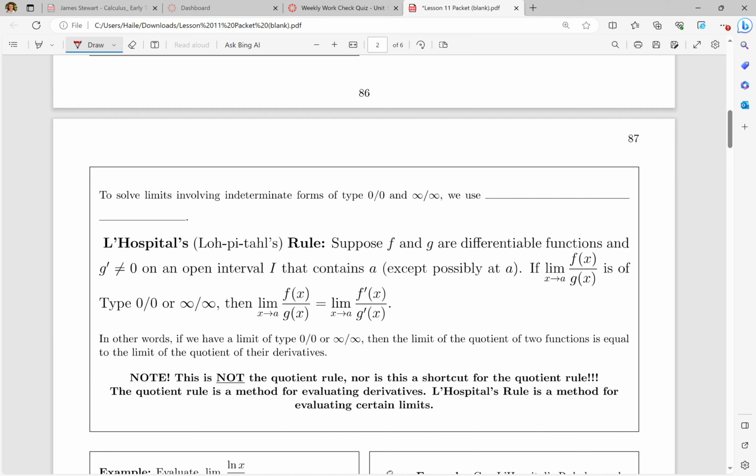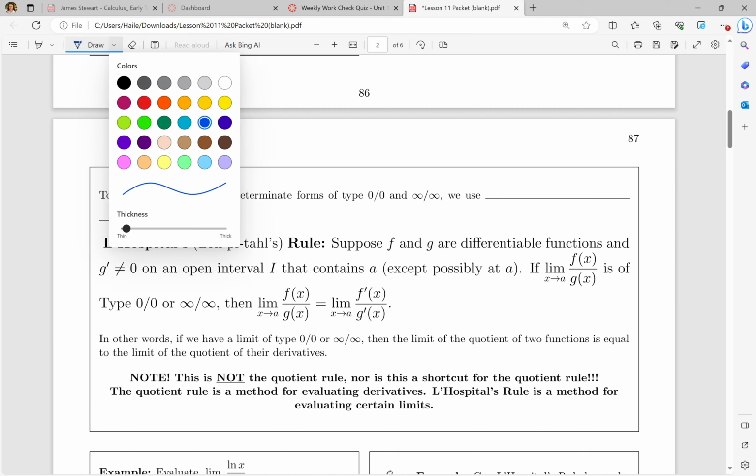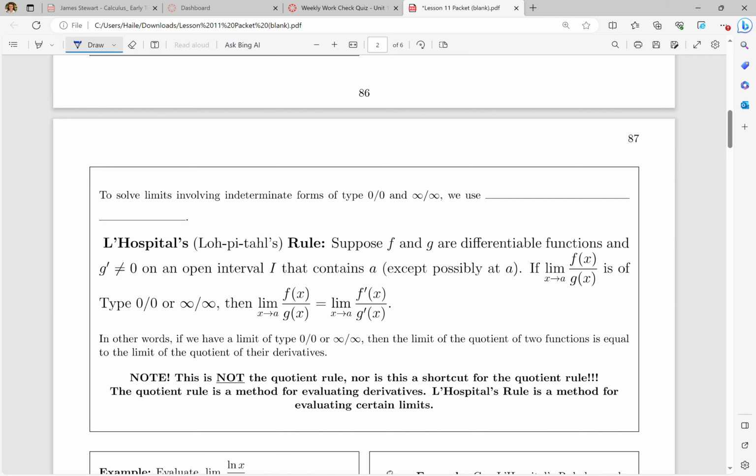Okay, so now we come to the main point of today's lesson. To solve limits involving indeterminate forms of type 0 over 0 and infinity over infinity, we use L'Hopital's rule. This is a French name, so get used to pronouncing your French names. It's not Le Hospital, it's L'Hopital. I've even given you a pronunciation guide there.